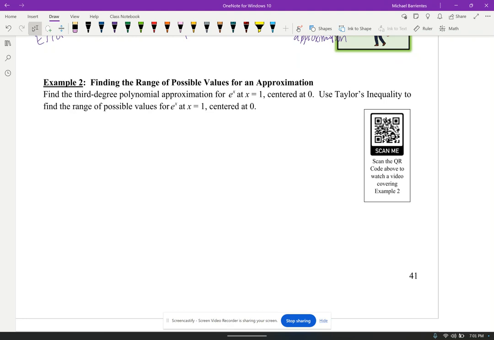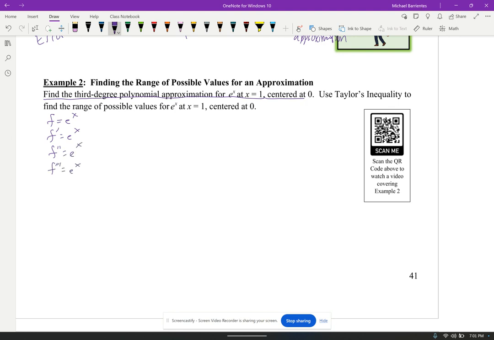Okay, so two parts. First part, find a third degree polynomial approximation for e to the x at x equals 1 centered at 0. Okay, so what do we need to do? We need to take some derivatives. So f is e to the x. I'm going to go to the third derivative. So f prime is e to the x. That's easy. F double prime is e to the x. F triple prime is e to the x.